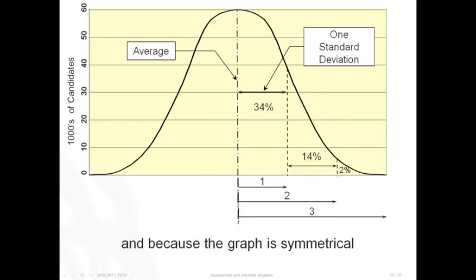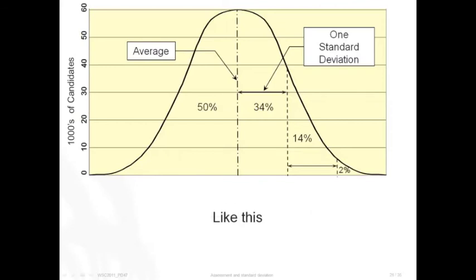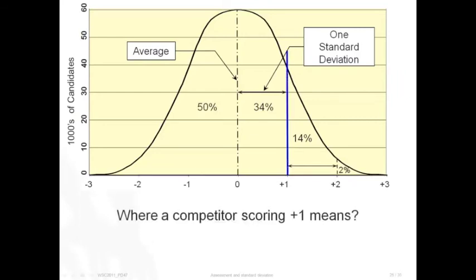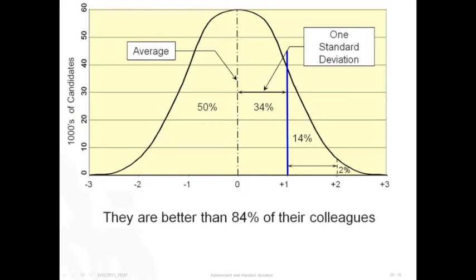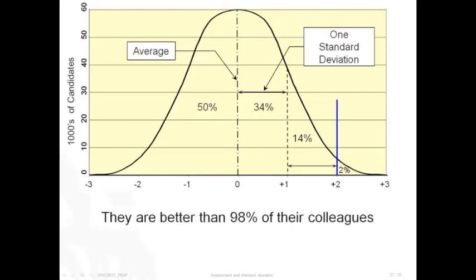And because the graph is symmetrical, we could use this as a new scale, like this. Where a competitor scoring +1 means they are better than 84% of their colleagues, and one scoring +2 means they are better than 98% of their colleagues.